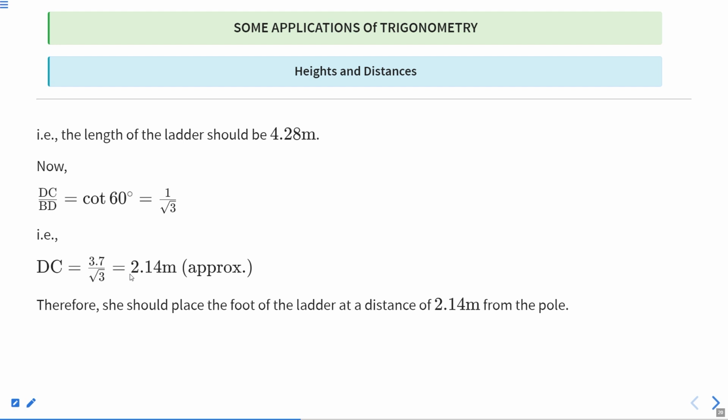Okay, so therefore C should place the foot of the ladder at a distance of 2.14 meter from the pole. So therefore the length of the ladder should be 4.28 meter, and C should place the foot of the ladder at a distance of 2.14 meter from the pole.